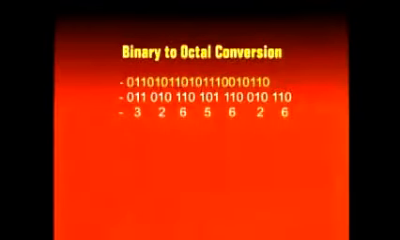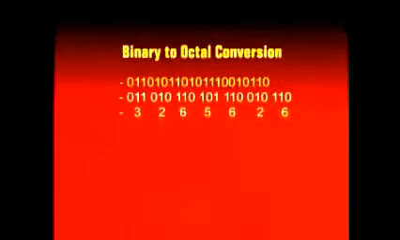Consider the binary to octal conversion first. Consider the 21-bit binary string which is to be converted to octal. The 21-bit binary string is divided into groups of 3 bits starting from the least significant bit. 7 groups of 3 bits are formed. In the next step, each group of 3 bits is replaced by the equivalent octal digit. The result is a 7-digit octal number.